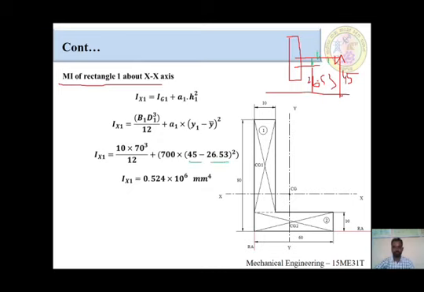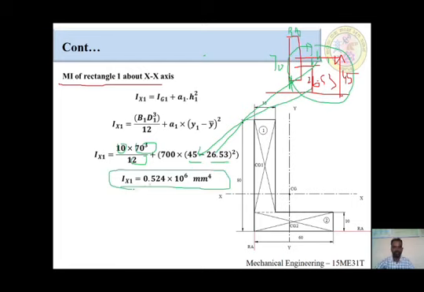45 minus 26.53 is the h value, like this. H value is this one. Okay. After that, when we are looking from this side, first we will see B value, second we will see D value. B value how much? 10. D value is 70. For that reason, 10 into 70 cube divided by 12 plus area 1 is 700, and by this calculation we will get this value, 45 minus 26.53, y1 minus y bar. We will get Ix1 is equal to 0.524 into 10 raised to 6 millimeter raised to 4. Okay, this is the calculation of moment of inertia of rectangular 1 about x-axis.